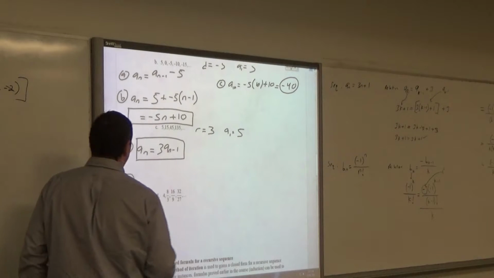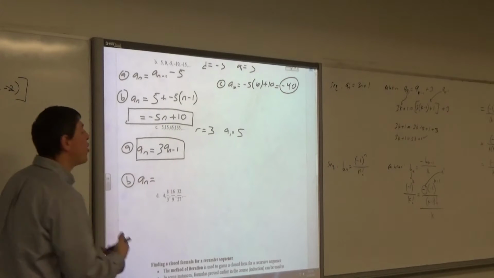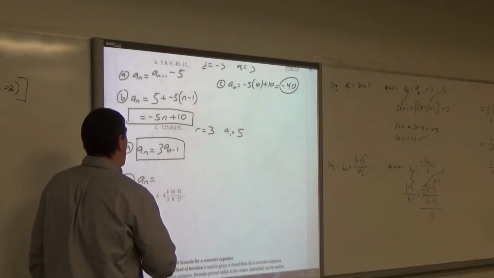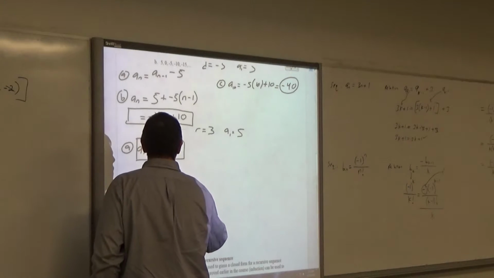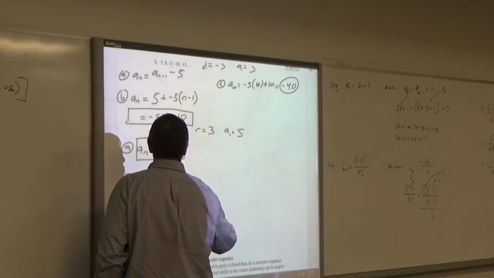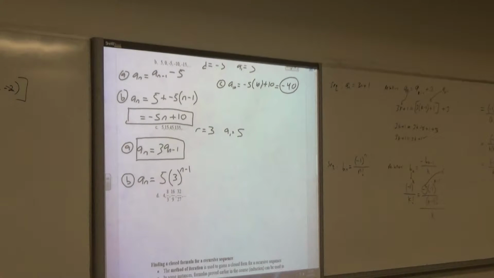For letter B, now this is the one that's more important to us, especially if we want the 10th term in the sequence. That's going to be equal to the initial value, which was 5, times the common ratio, which is 3, to the n minus 1 power. Does that make sense to everybody, guys? Any questions about how we substitute those? It's not difficult, it just is what it is.